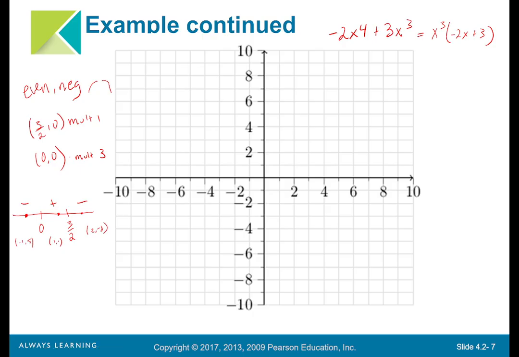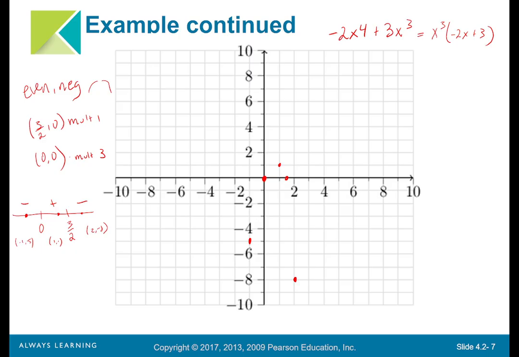So let's put some of these down. I know I'm going to use the even negative part in the end, but I know I'm going to go through the point 0, 0 and 3/2 comma 0. I also know I have the point -1, -5, so -1, -5. I have the point 1, 1, which is up here, and I have the point 2, -8, which is down here.